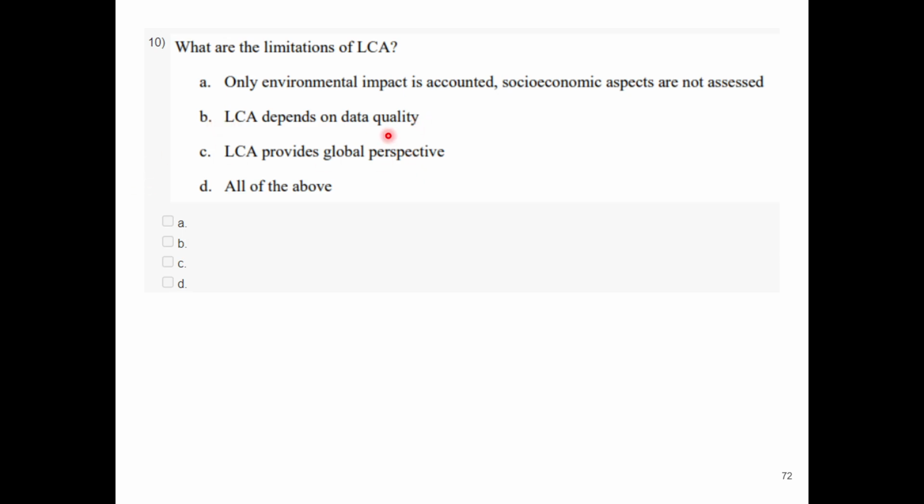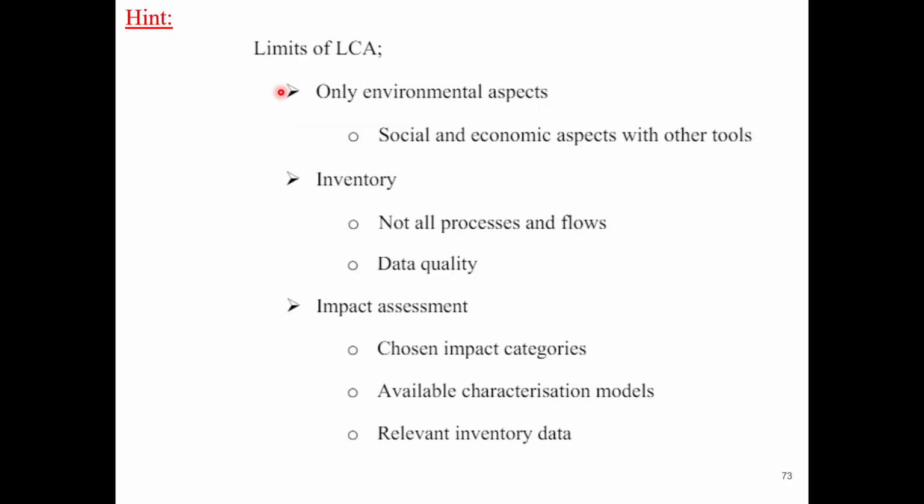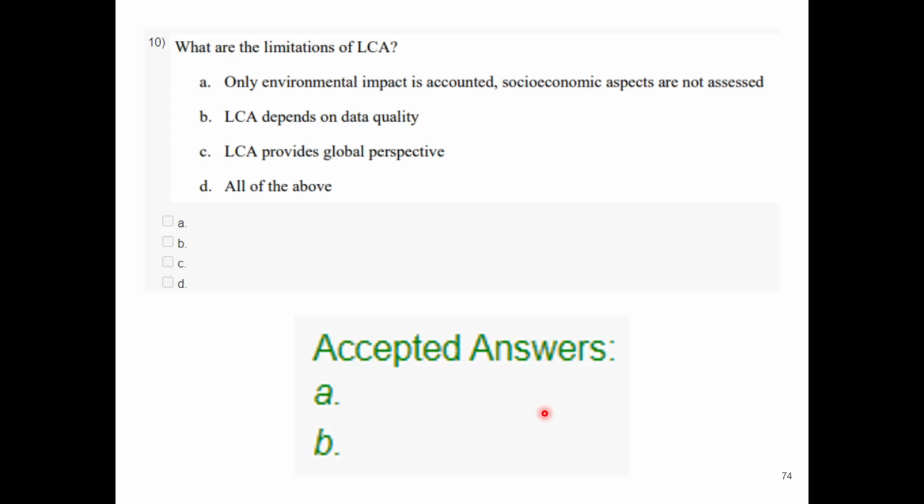So one, it depends on data quality, which is a limitation, and secondly, it accounts for environmental impact only, with no socio-economic aspects. As you can see here, limits of LCA: only environmental aspects, social and economic aspects with other tools; inventory, not all processes and flows, data quality is important; and impact assessment, chosen impact categories, available characterization models, relevant inventory data. So these are some of the limitations. So A and B are the correct options: only environmental impact is accounted, socio-economic aspects are not assessed, and LCA depends on data quality. So these are the limitations. So A and B are the correct options.